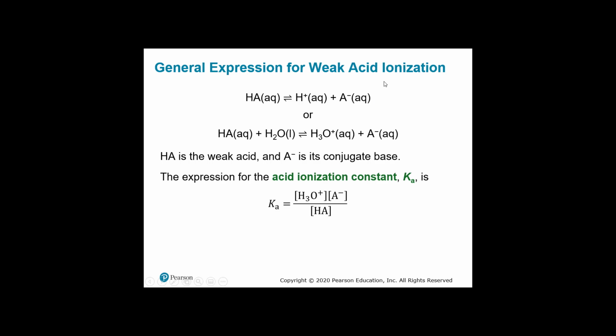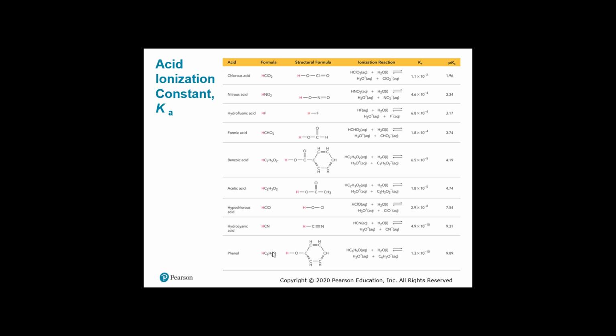So here's a general expression for weak acid ionization. Like on the previous slide, we have either equation here, but the Ka is the acid ionization constant. HA is the weak acid, A minus is the conjugate base, and then we have the hydronium concentration. Here is a list of acid ionization constants.